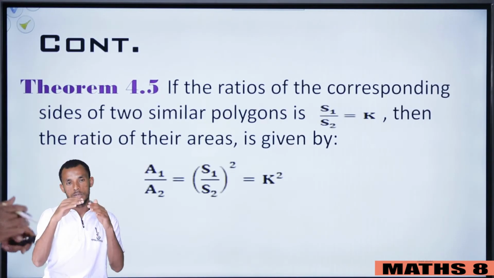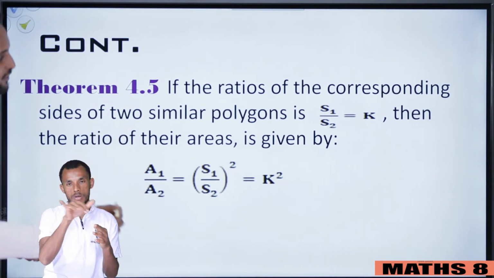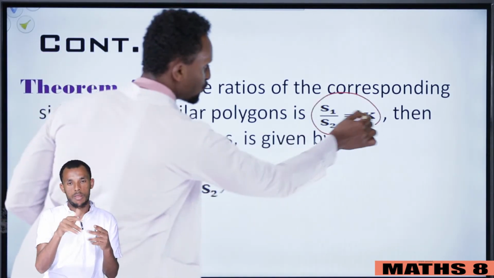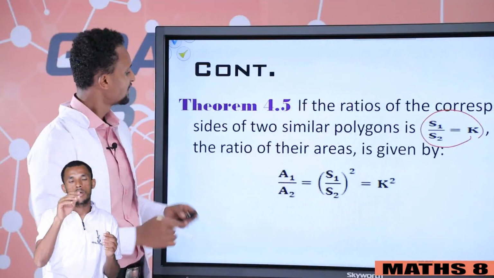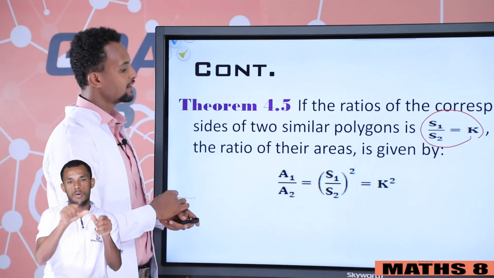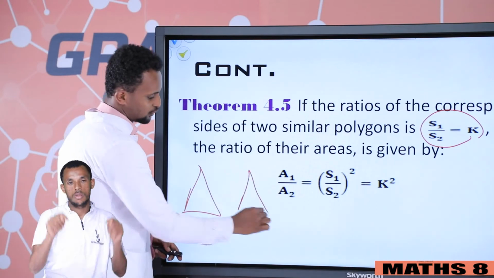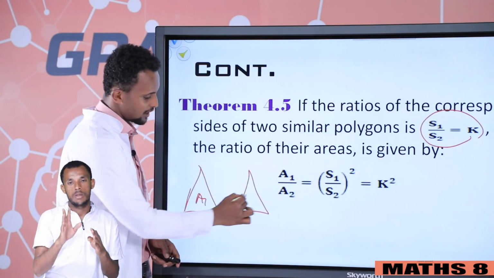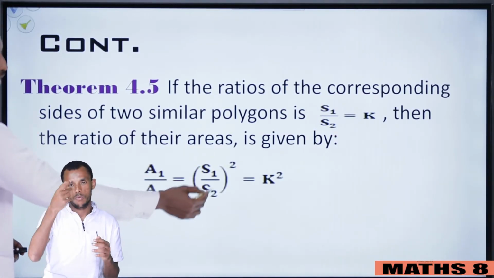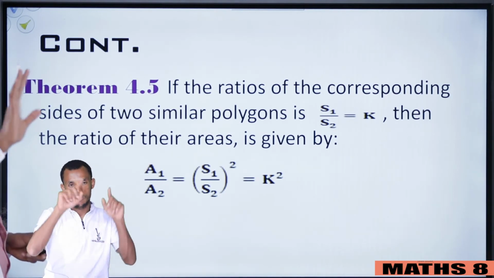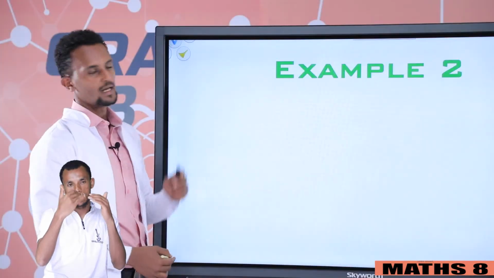The next theorem, theorem 4.5, says if the ratio of the corresponding sides of two similar triangles or polygons is S1 over S2 is equal to K, then the ratio of their areas A1 over A2, as I said before, for two triangles, let's say A1 and A2, is equal to the square of their sides, that is S1 over S2 the whole square, or simply you can square the scale factor. So let's see an example.